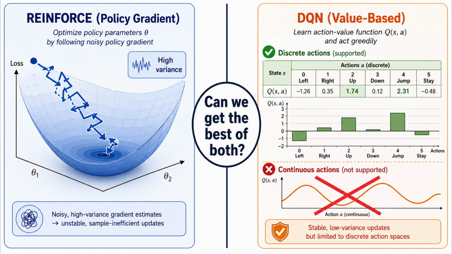Pure value-based methods, DQN. On the other side, value-based methods like DQN don't learn a policy directly. They learn a Q function, the expected return for taking action a in state s: Q(s, a) = E[G_t | S_t = s, A_t = a]. The policy is then derived greedily. Always pick the action with the highest Q value. This is much lower variance, but it has its own limitations. DQN requires a discrete action space. You can't take the argmax over infinitely many continuous actions. And deriving a deterministic policy from a value function means you lose the flexibility of stochastic policies.